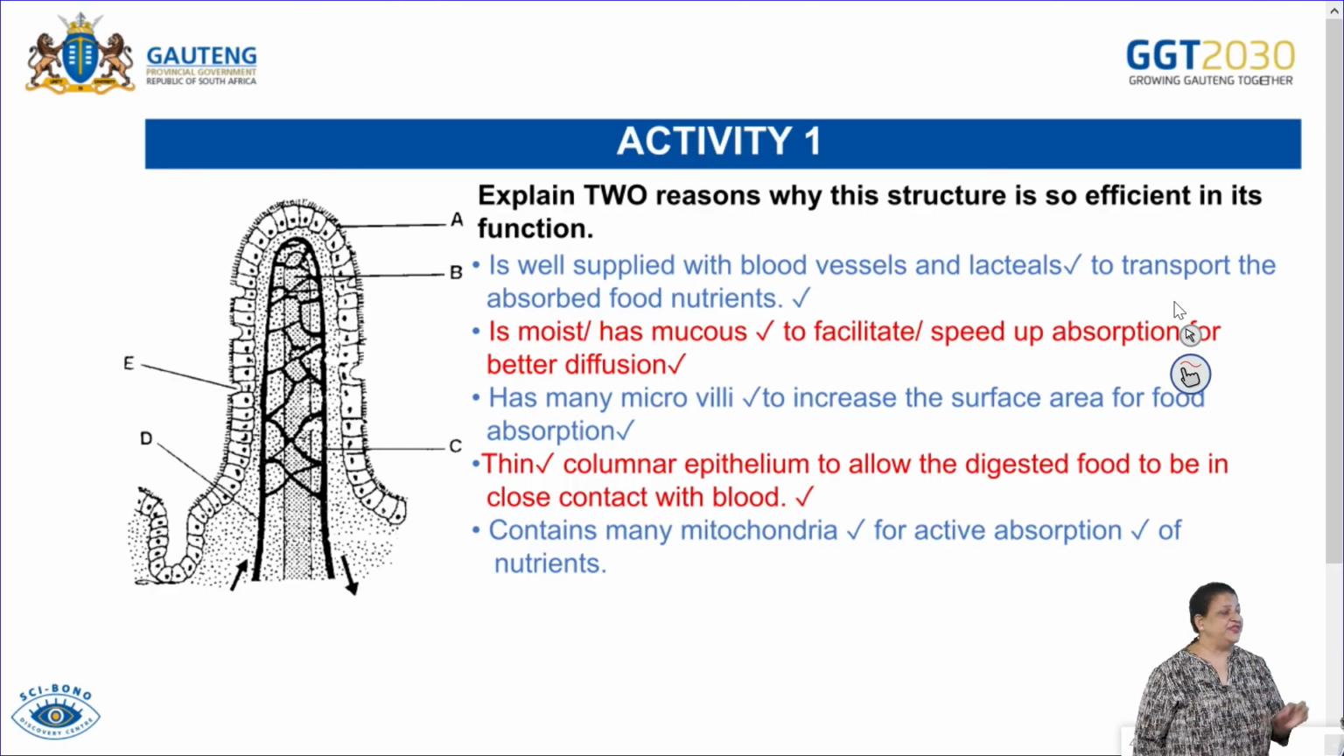The columnar epithelium is not thick, it's just a single layer of cells so that the food can be absorbed very fast. And all the villi are in close contact with the food for maximum absorption. And remember that each columnar cell has a mitochondria to supply it with energy for active absorption. So any 2 of those 5 reasons tell you how the villus is efficiently used for absorption.